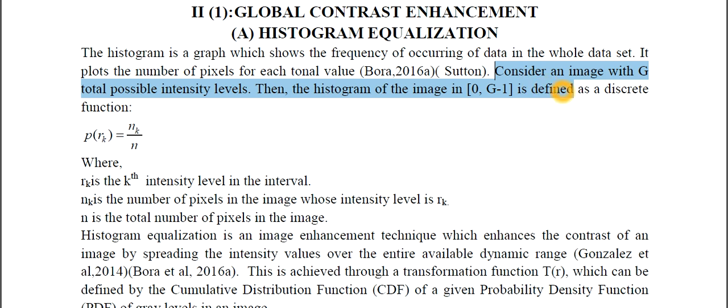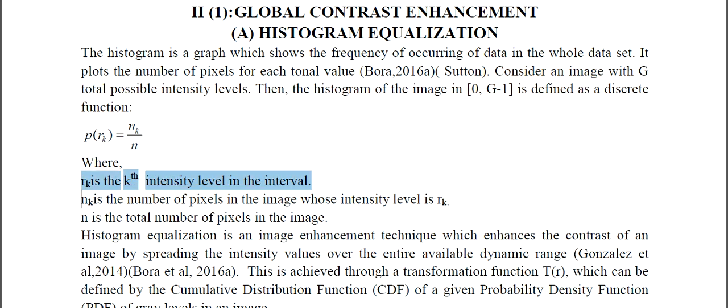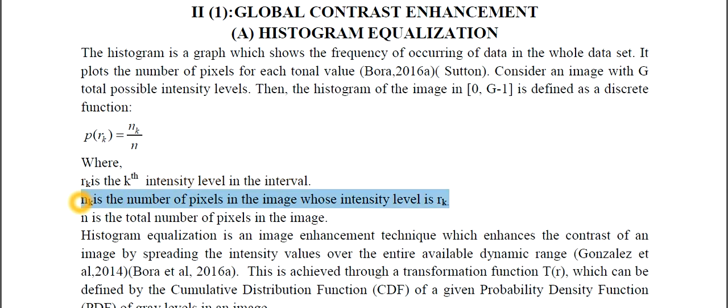If we consider an image with L possible intensity levels, then the histogram of the image in the range 0 to L minus 1 is defined as a discrete function, that is p(rk) equals nk divided by n. Here rk is the kth intensity level in the interval, nk is the number of pixels in the image whose intensity level is rk, and n is the total number of pixels in that image.